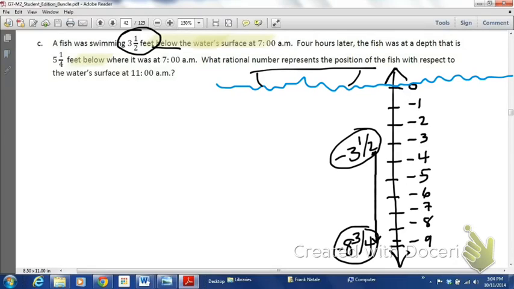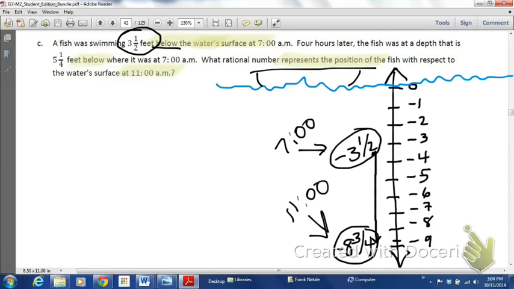Okay. So it asks you here then what rational number represents the position of the fish. Now the position represents the position of the fish with respect to the water surface at 11 a.m. Okay, it doesn't ask you for distance between the two spots. It just asks you which one represents the position, and that would be, of course, this number, because that's where it is. It's 5 1/4 feet below where it was at 7. It was there at 7. And now it's here at 11.